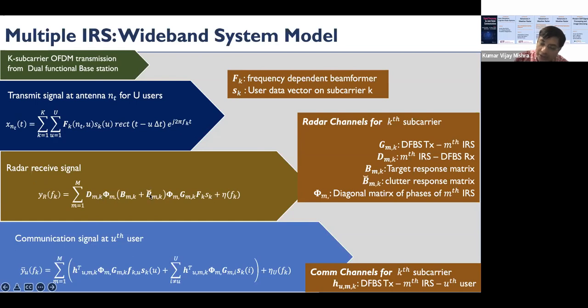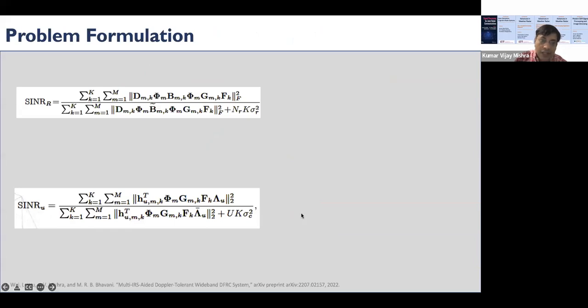Here we include both the LOS path, if it is available for a target. Then we use the LOS path, and if it is not available, then we use the NLOS. In some cases, you may want to use both to enhance the detection. So we model the received signal by considering these cases. Again, a lot of indices here, mth IRS, kth subcarrier. So the model is quite complex, and same for the communications.